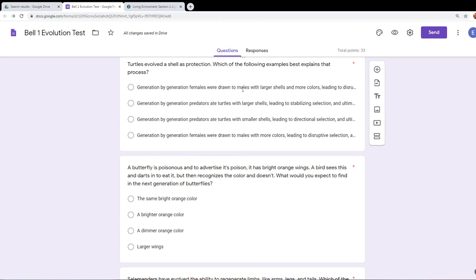That, once again, females were drawn to males with larger shells, disruptive selection. That predators ate large shells, stabilizing the selection around little shells. That predators ate little shells, directionally pushing it towards larger shells. Or that females were drawn to colors, disruptive selection for shell as protection.